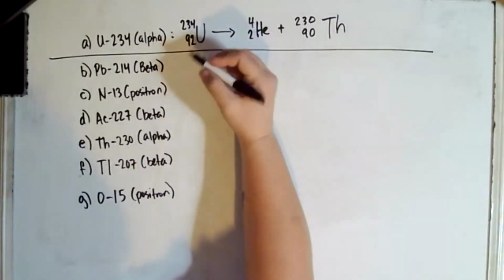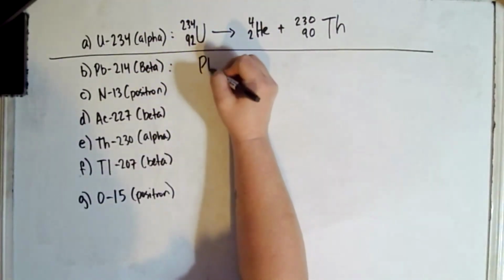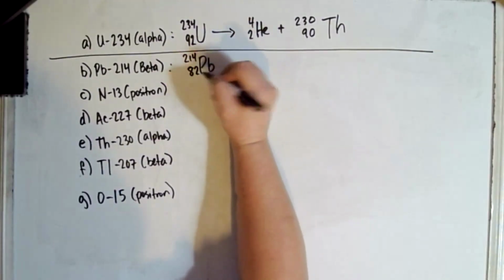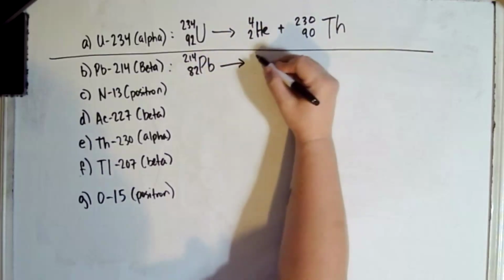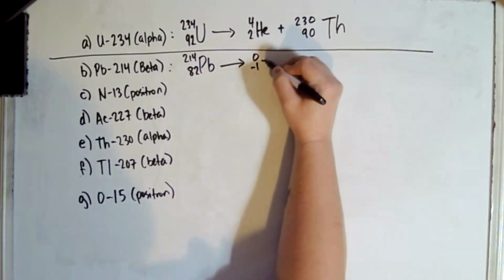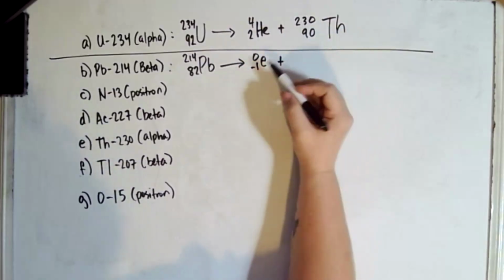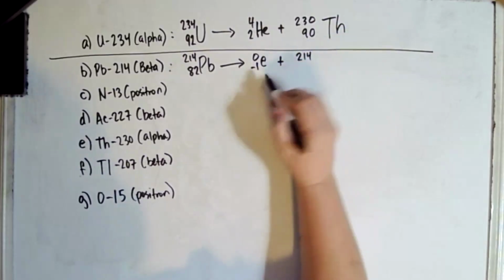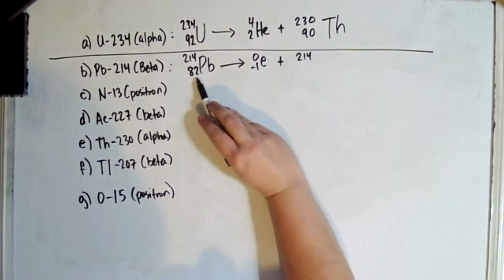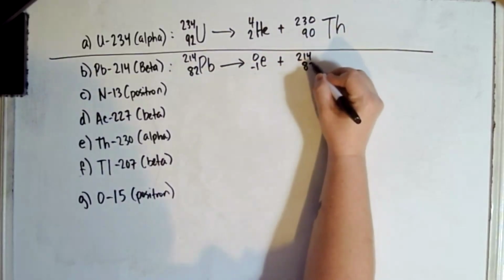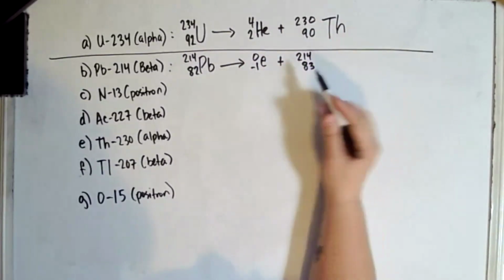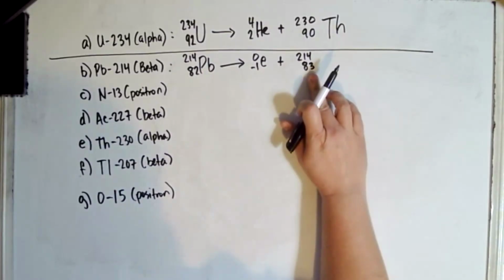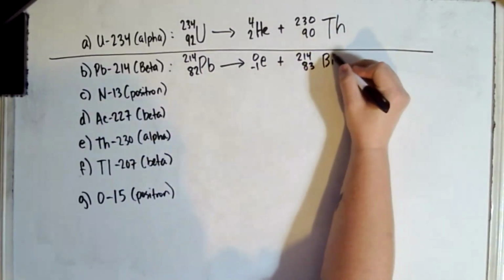For our next one, lead-214. On our periodic table, lead is number 82. This is going to be beta decay, so our symbol is going to be a 0 and a -1. Because we have a 0 here, our mass number is not going to change. And because we have a -1 here, our atomic number is going to increase by 1. You can always verify that for yourself: 83 plus -1 is 82. And we find 83 on the periodic table, and it's going to be bismuth.